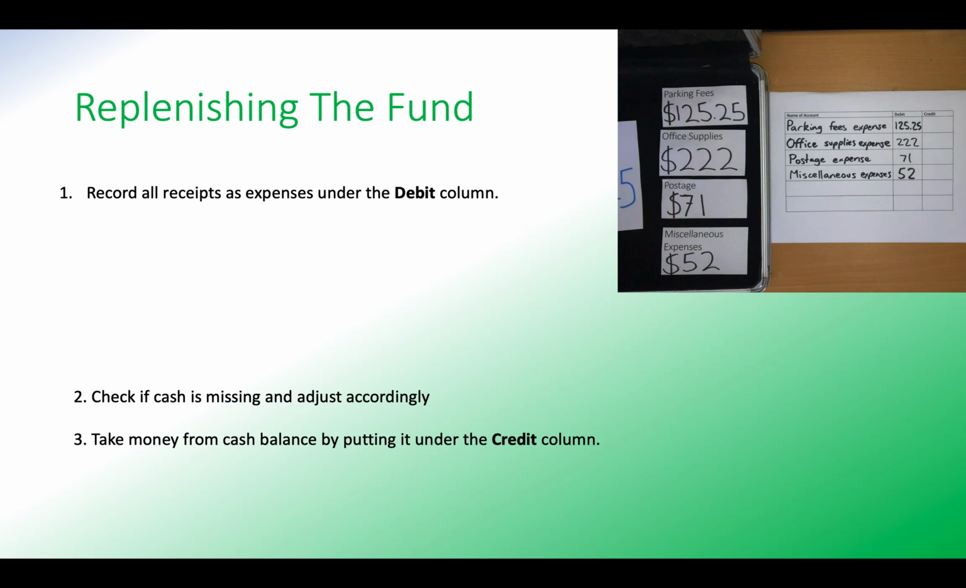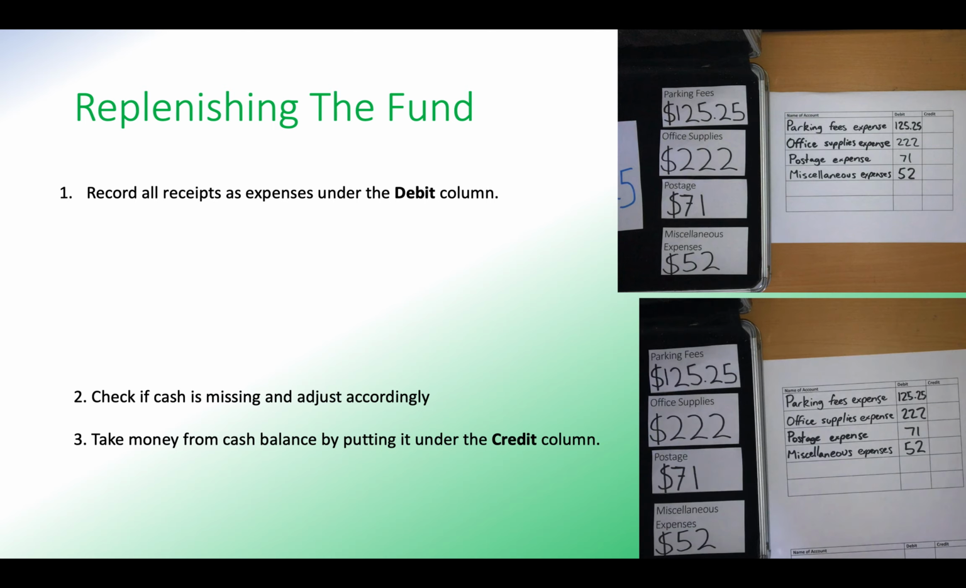Finally, we match expenses and cash over or short with a credit from cash account. Now all the expenses are recorded and the fund is refilled.